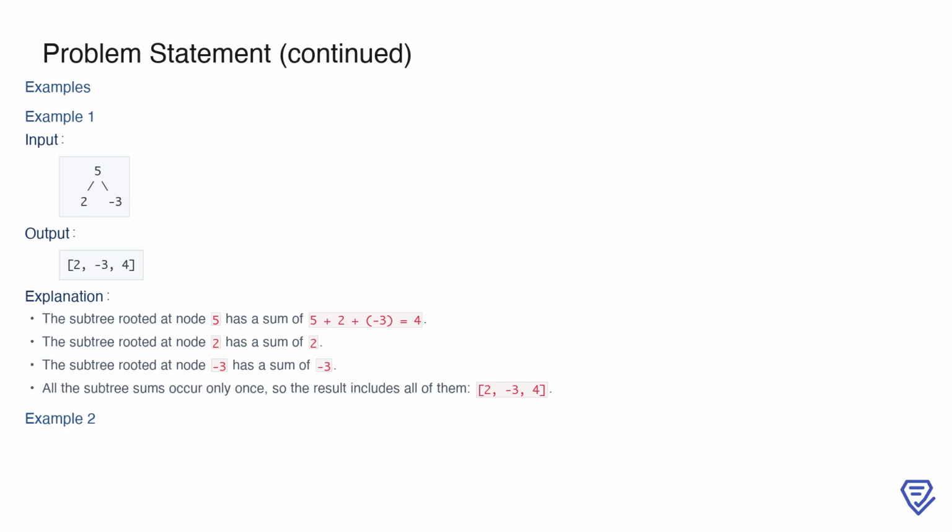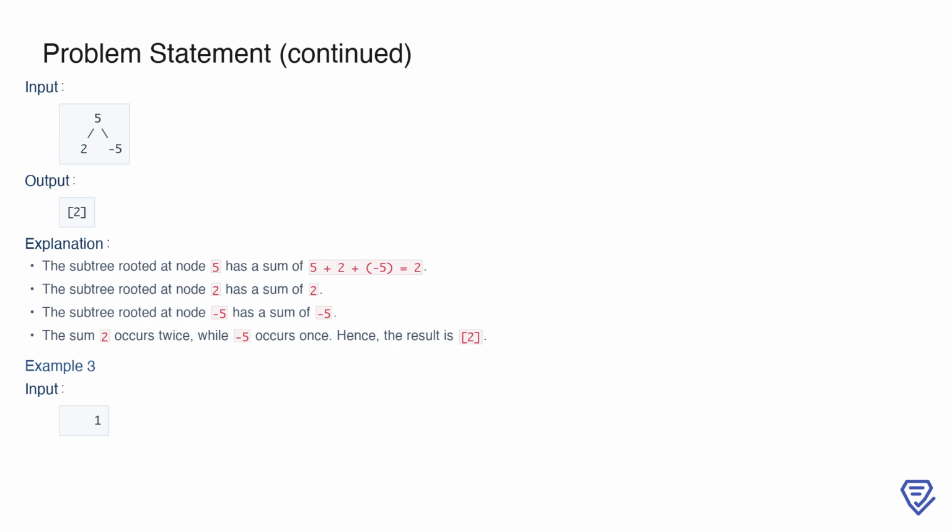In the first example, we have a binary tree with the root node valued at 5, and it has two children, 2 on the left and -3 on the right. To calculate the subtree sums, we start with each node. The subtree rooted at node 5 has a sum of 5 plus 2 plus -3, which equals 4. The subtree rooted at node 2 has a sum of just 2, and the subtree rooted at node -3 has a sum of -3. Since all these sums occur only once, the output is a list containing all of them, 2, -3, 4. This demonstrates that when sums have the same frequency, we include all of them in any order.